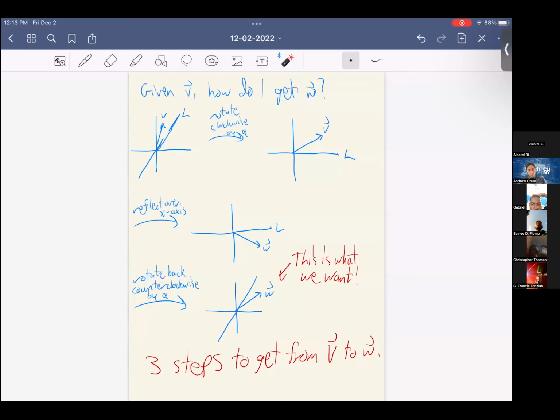Any questions about the basic idea? Since we don't know a formula to reflect over a line L, what we have to do is rotate and turn L into a line that we do know how to reflect over. So we rotate, and then we reflect, and then we rotate back. That's how we reflect over our line L.